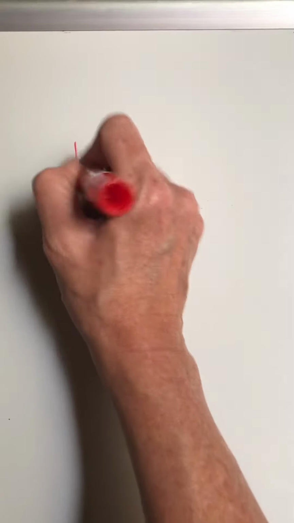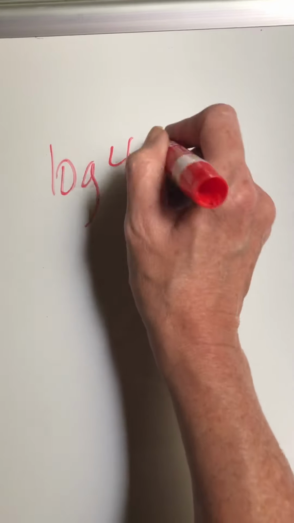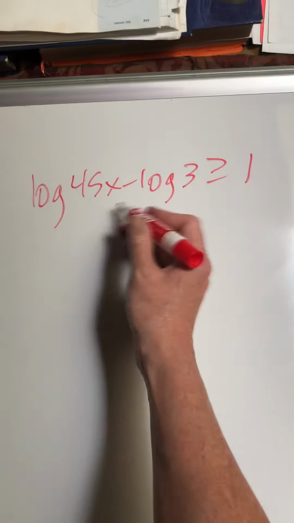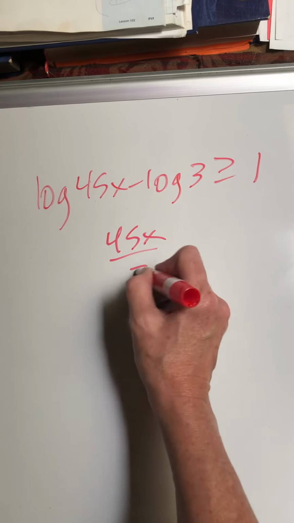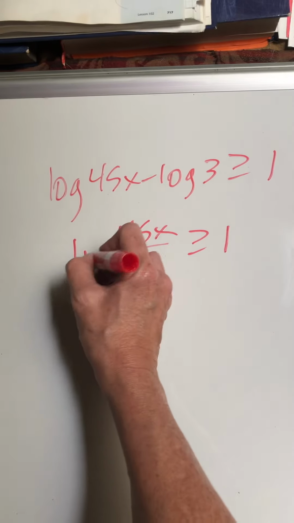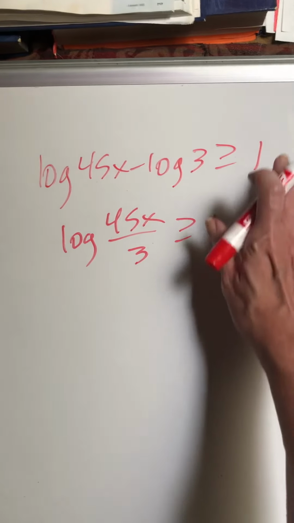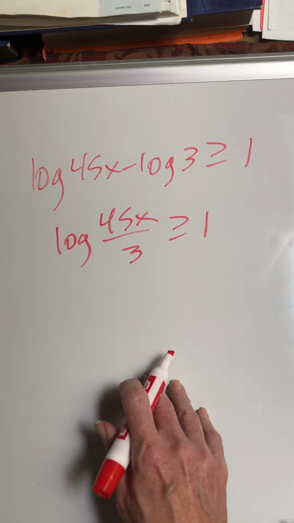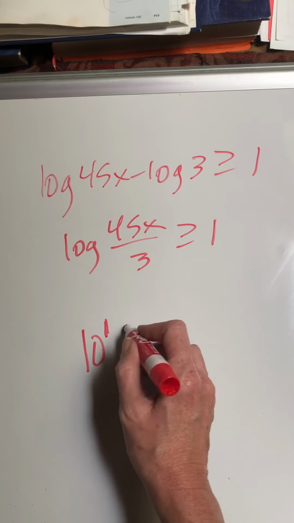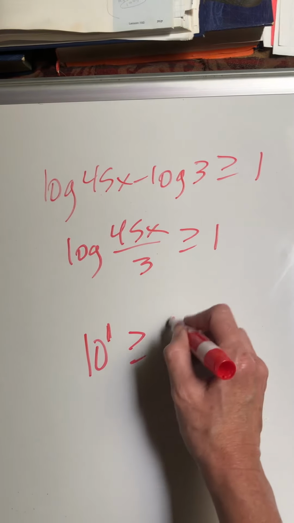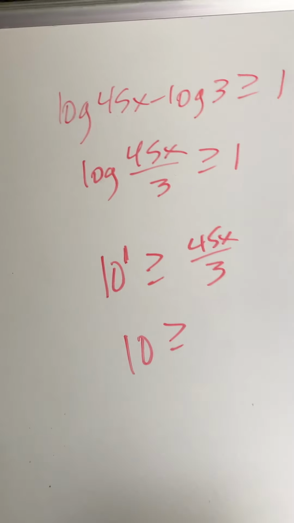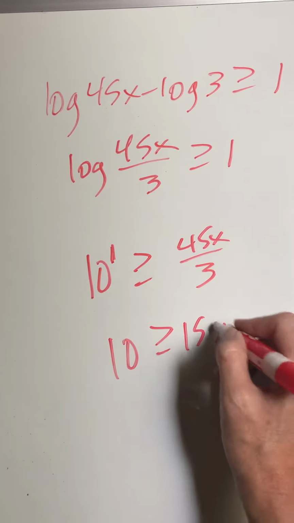And then if you see it with an inequality, you do it the same way. So this is a subtraction, so we make a fraction. Greater than or equal to 1. Nothing drops off that, because this is still a log, and I can't drop the logs off because there's not a log there. So I rewrite it exponentially. So it'd be 10 to the first greater than or equal to 45 over 3 should be. This is 15.